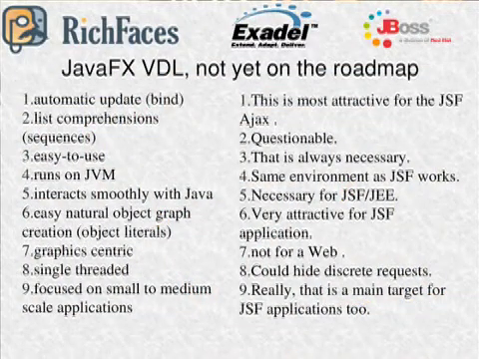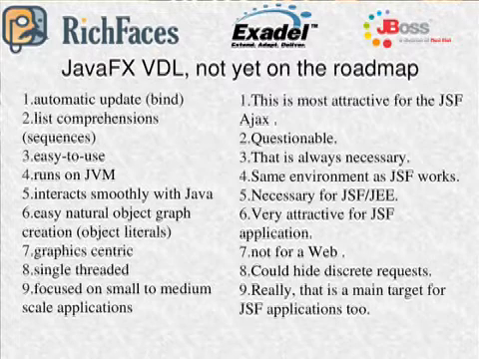Single-threaded, it can be assumed, but I think we can use the single-threaded model from JavaFX to hide the discrete web application nature from the developer. Therefore, the application developer can write any code and not be afraid about requests, threads, concurrency. It has to be done by the framework. Focus on small to medium scale applications. Really, this is because most Java Server Faces applications have the same target.